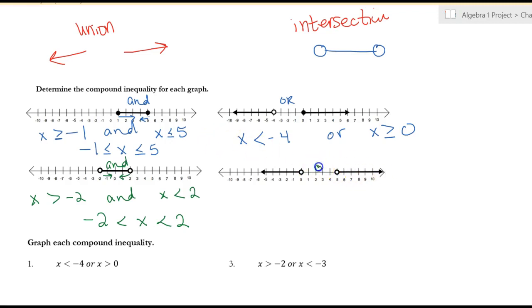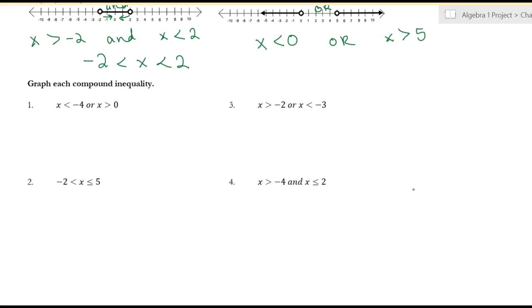All right, so this one you should have hopefully recognized this is an or. So I have to compare x with 0 or x with 5. And so at the 0, it goes to the left. And at the 5, it goes to the right. And that's it. Okay, so let's try these.